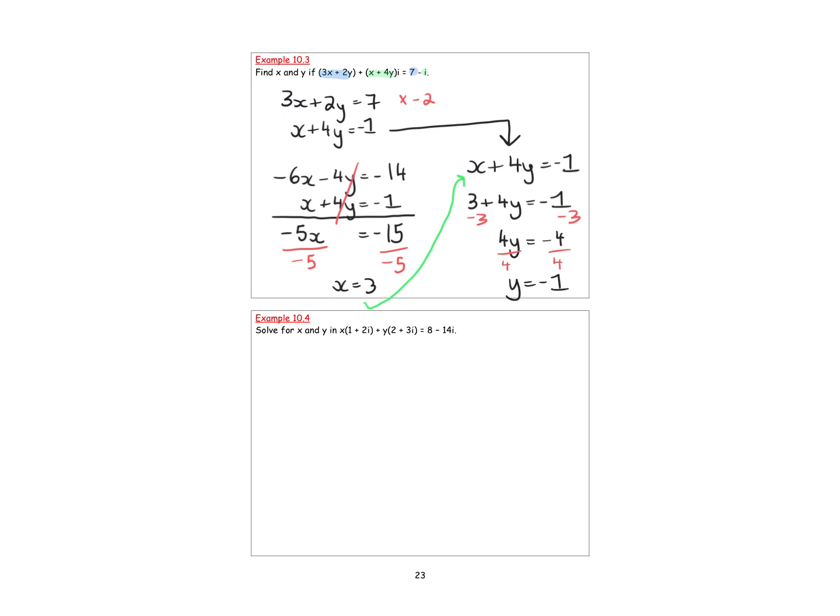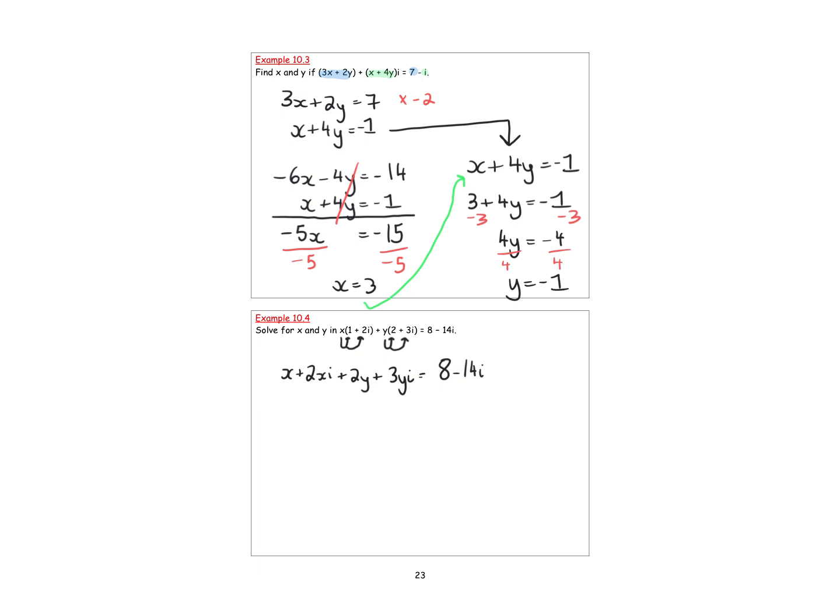Example 10.4 says solve for x and y in x multiplied by 1 plus 2i plus y multiplied by 2 plus 3i is equal to 8 minus 14i. What I'm going to do here is multiply out the bracket, so I'll multiply the x into the 1 and into the 2i, the y into the 2 and the y into the 3i. That will leave me with x plus 2xi plus 2y plus 3yi, and that's equal to 8 minus 14i.